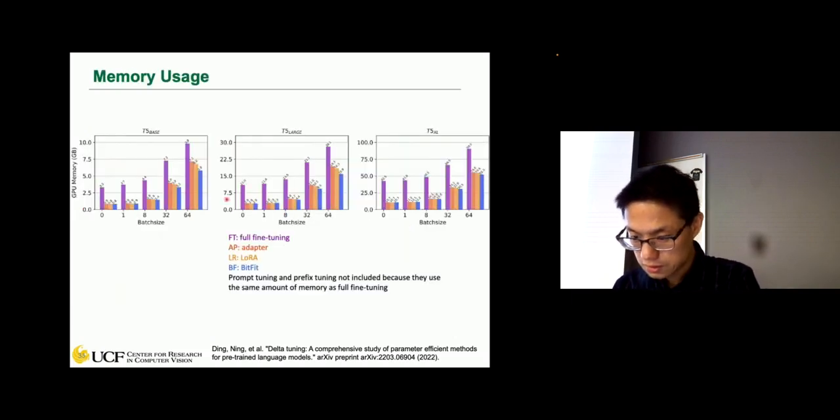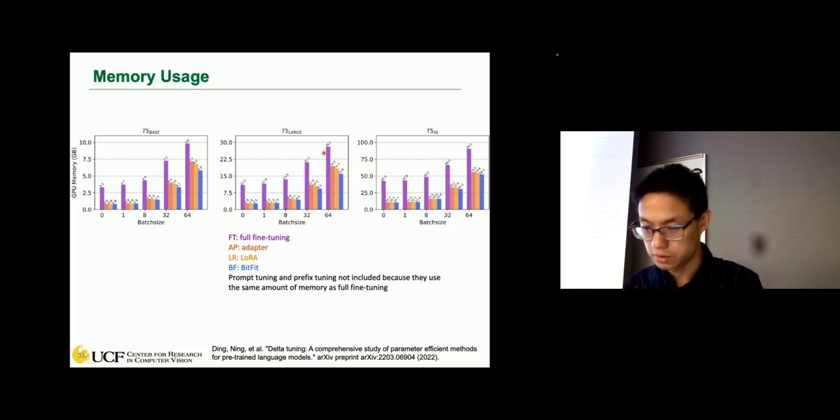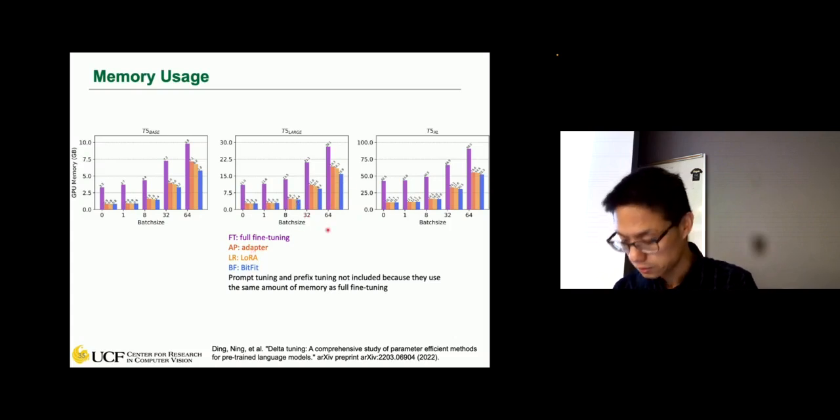And this is also a graph showing you the memory usage for different models. Definitely the full fine-tuning, which is the purple pink color, will have the most memory usage, because you have the most tunable parameters to tune. The LoRA and adapter have much less. So this is just a comparison in terms of memory usage.